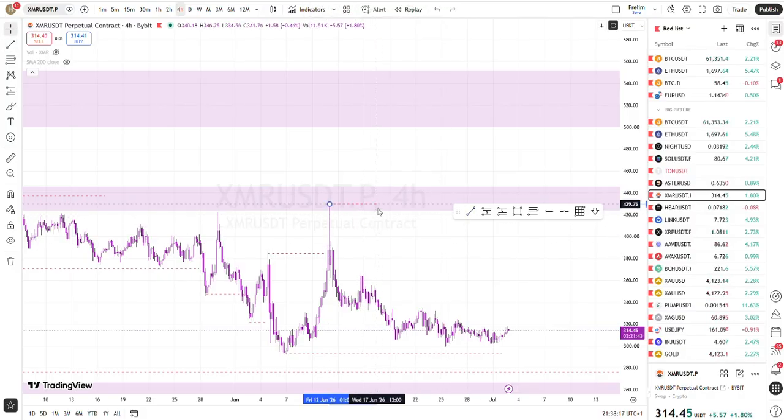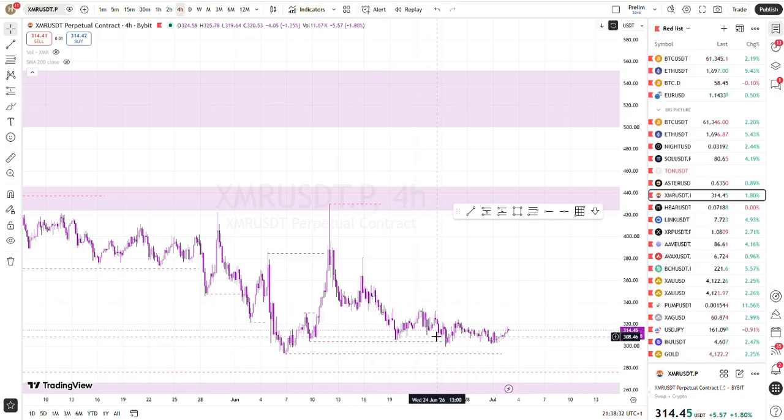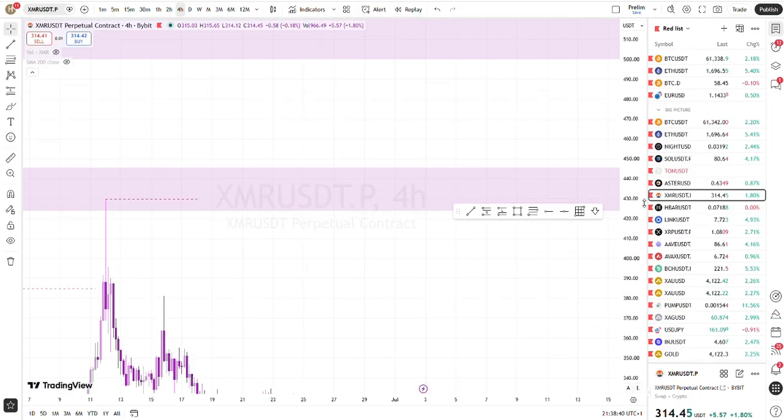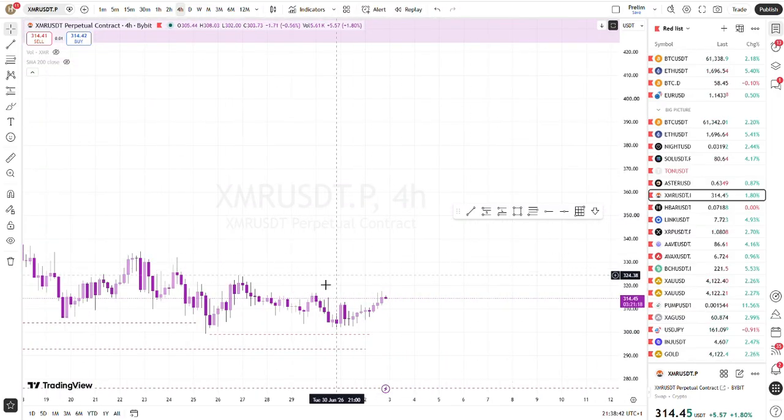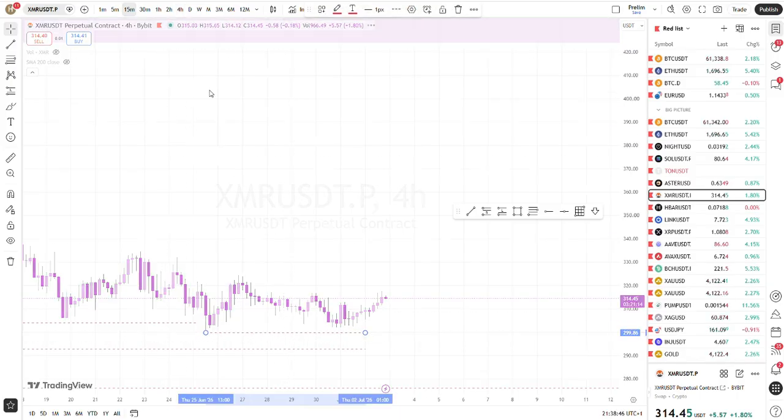It failed because there's another inner high up here that created another low here. Can you see that? We're still expecting another one to happen. This market is still very unclear; you can't really tell much about what's going to happen in this market. But let's go down to 15 minutes.